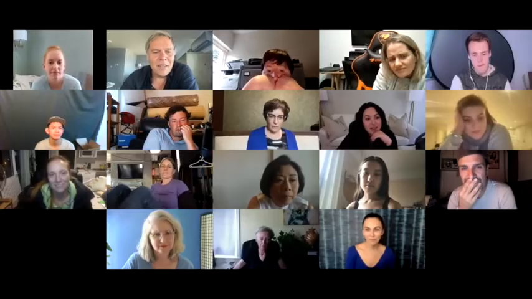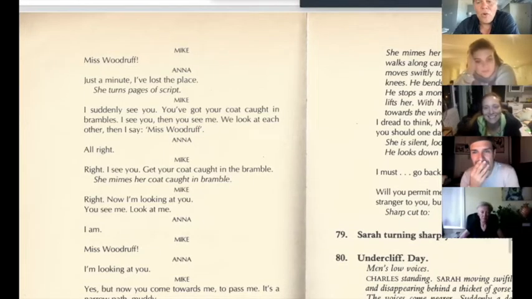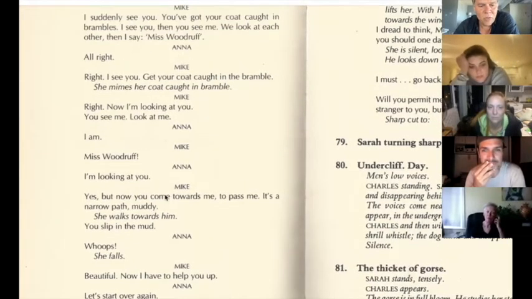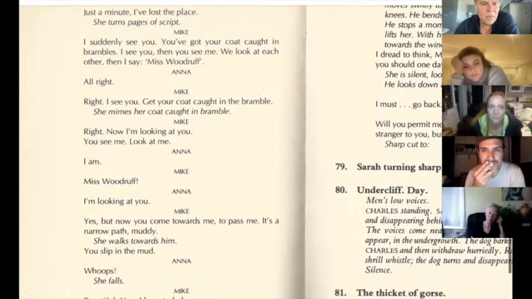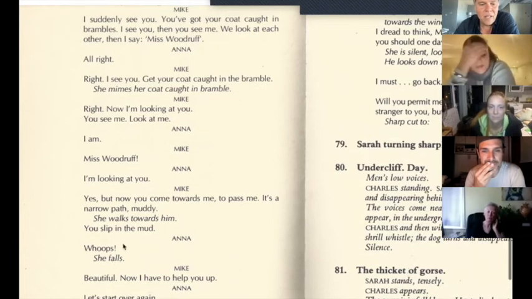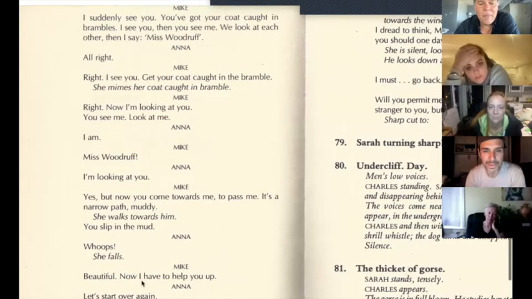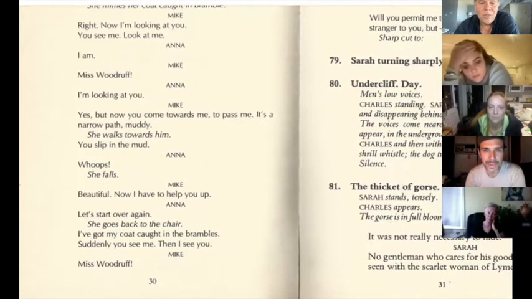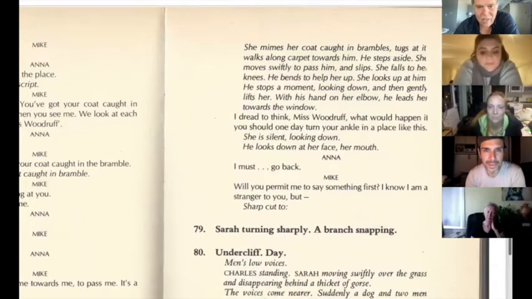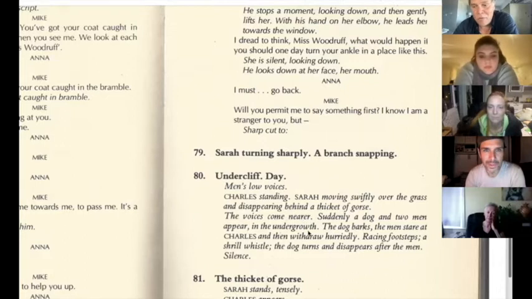Right. I shall highlight something, or why don't you guys try to answer it? Where's the 3-act structure? Because the 3-act structure is ridiculously obvious if you stop and think about it. There's rehearsal number 1, where she says, let's start over again. Miss Woodruff, just a minute, I've lost my place. All right, Miss Woodruff, you slip in the mud, whoops, and she falls. And then she falls, now I have to help you up. Let's start over again, back to the chair. Then they start again, act 2. All right, let's try this again. I get myself, Miss Woodruff. And then they start writing the dialogue. And then act 3 is the performance. So it goes rehearsal, rehearsal, performance. That's act 1, act 2, act 3.